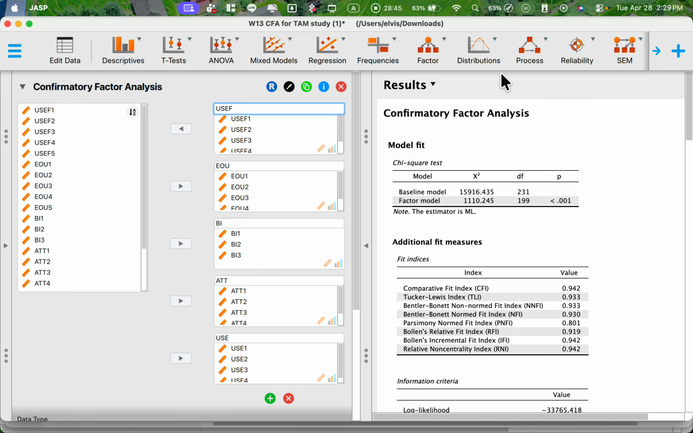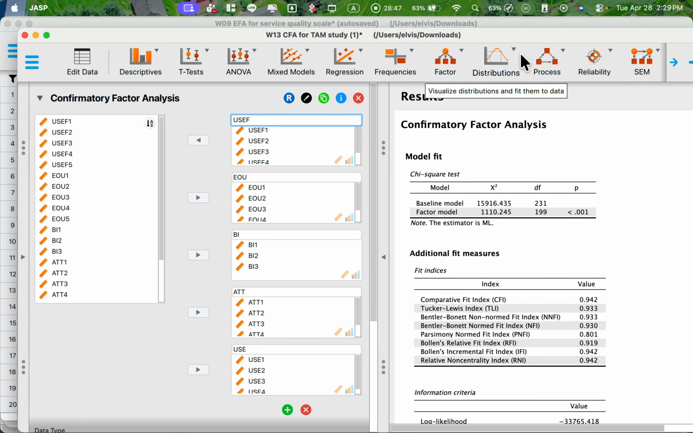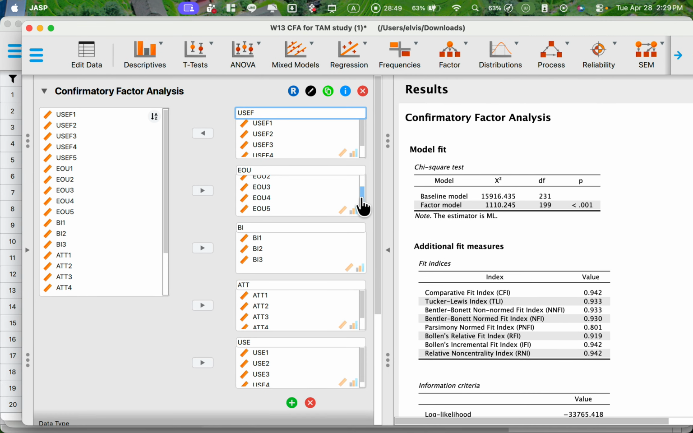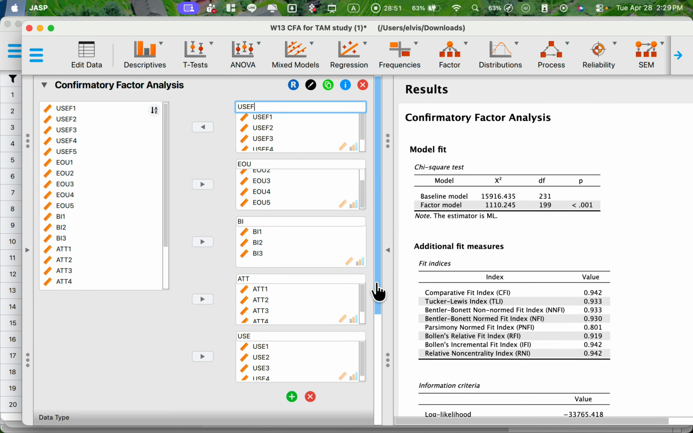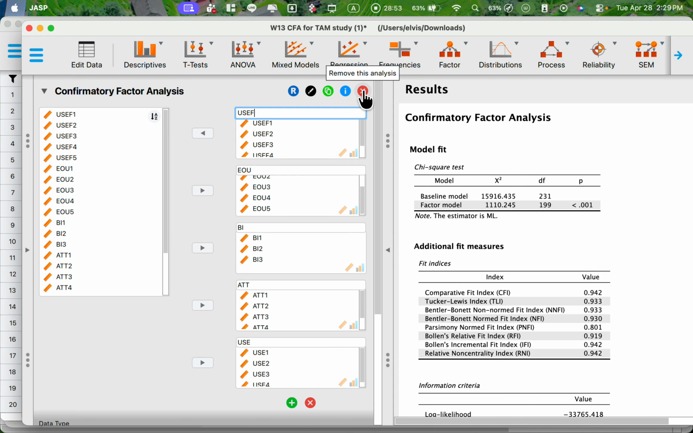This one again, and now I can just remove the CFA.